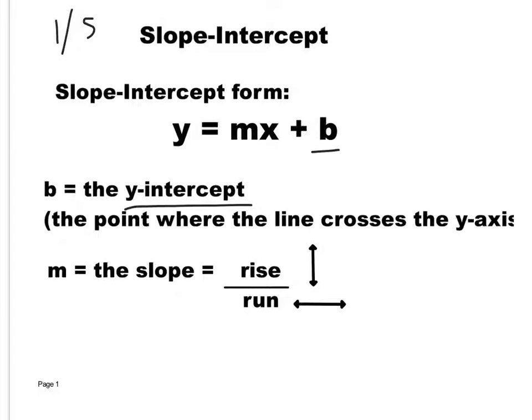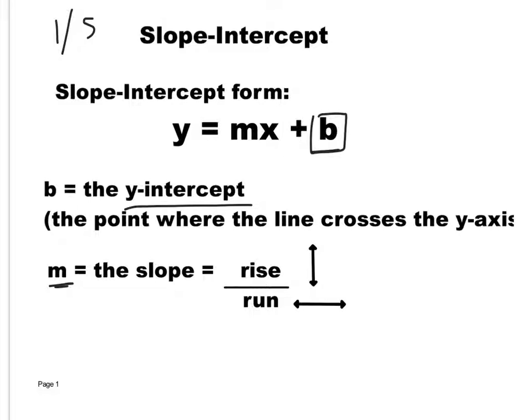The y-intercept is just the point where the line crosses the y-axis. And that's what we use as our starting point. That's the reason why we're talking about b first. The b is your starting point. So you look at what number b is, and that is where you go on the y-axis and you put a dot. We're going to do several examples of that.